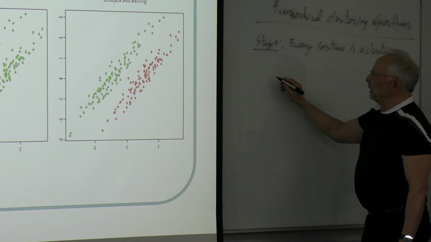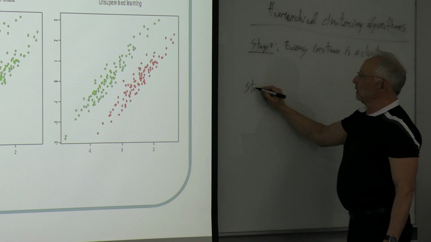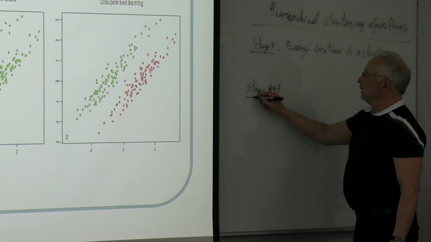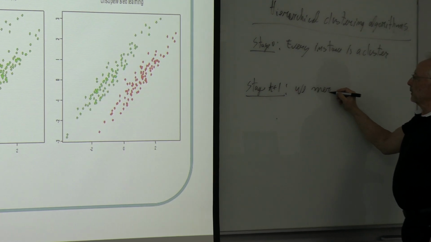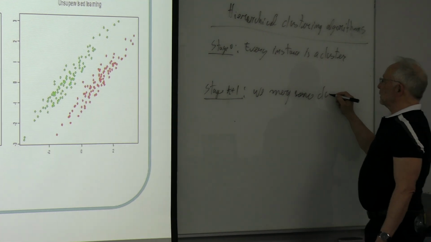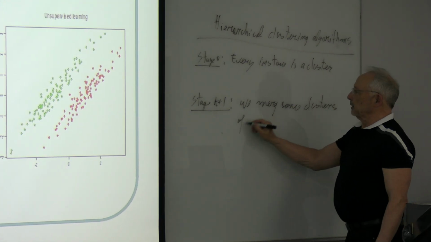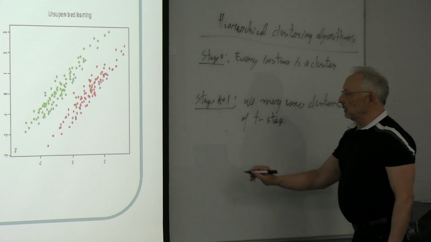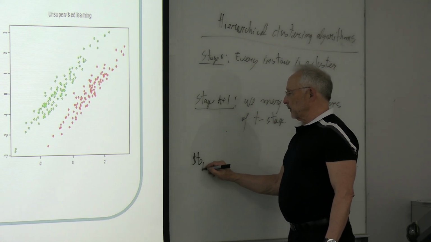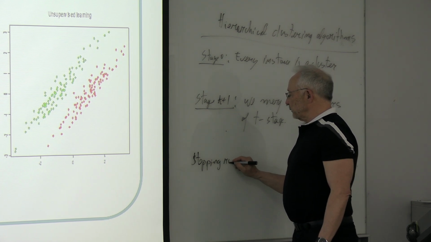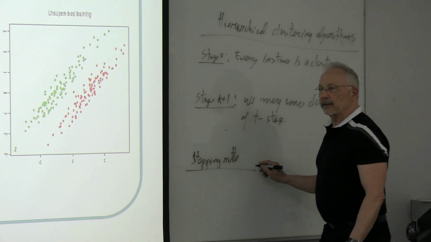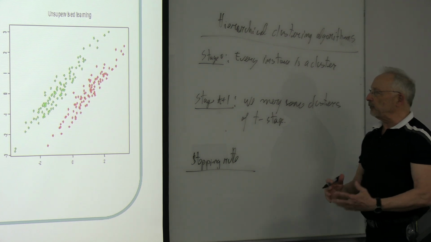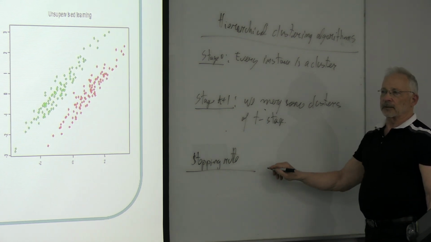And now at stage t plus 1, we merge the nearest clusters of stage t. Now the question is, how do we merge them? And then we need a stopping point. When do we stop? Because if we do not stop, we will just end up with all the data in one cluster. So the hierarchical clustering algorithms differ in how they merge and when they stop.